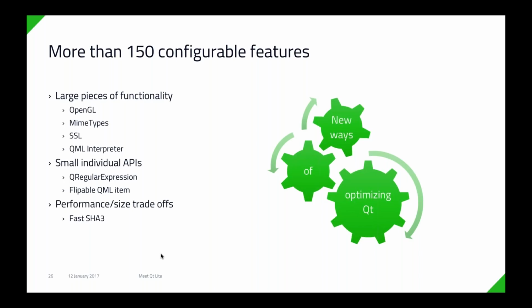Some of them turn on and off small individual APIs, like the QRegularExpression class or the Flickable item in QML. And others provide certain performance and size trade-offs, like one feature for whether you want to optimize the SHA-3 algorithm for speed or for size. The difference in size can be rather large. The optimized implementation adds 150 kilobytes or so to the core library. So there are clearly trade-offs where you can decide what your needs are.